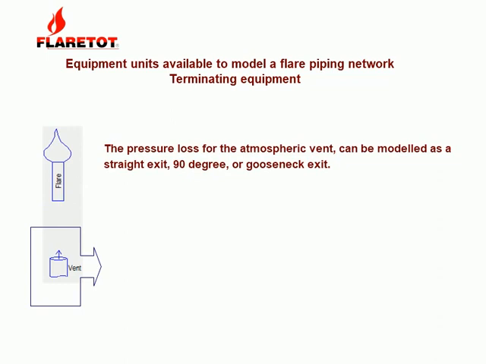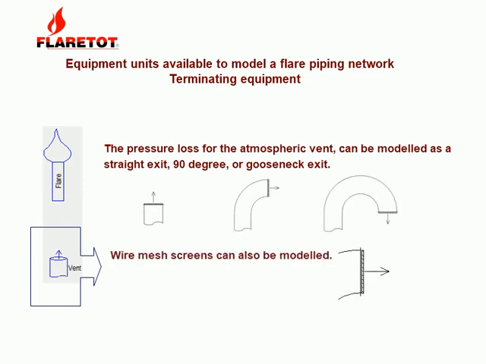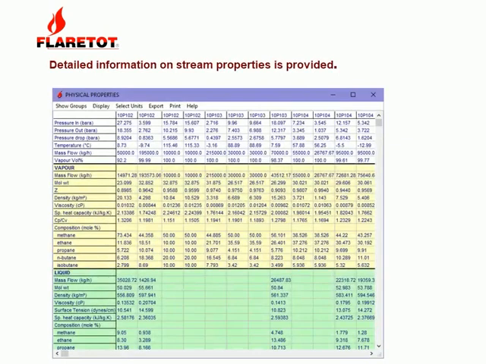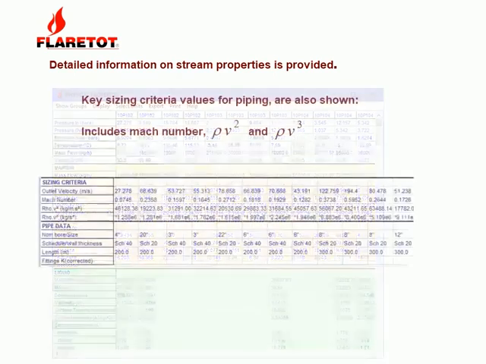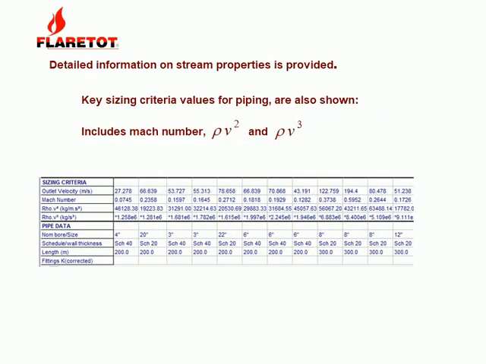The pressure loss for the atmospheric vent can be modeled as a straight exit, 90-degree, or gooseneck exit. Wire mesh screens can also be modeled. After solving the network, detailed information on stream properties is provided. Key sizing criteria values for piping are also shown, including Mach number and density multiplied by velocity squared or cubed.